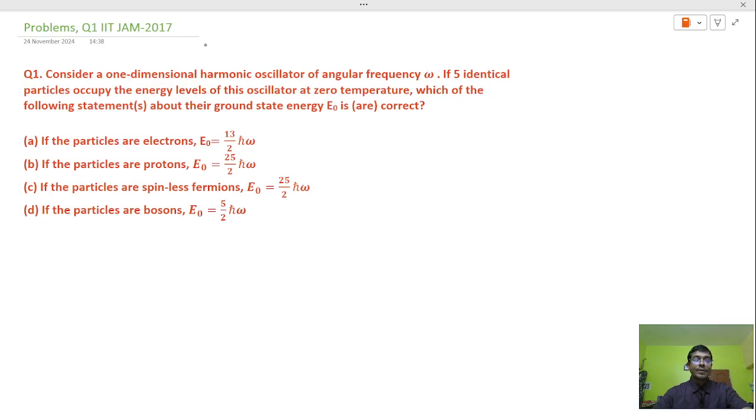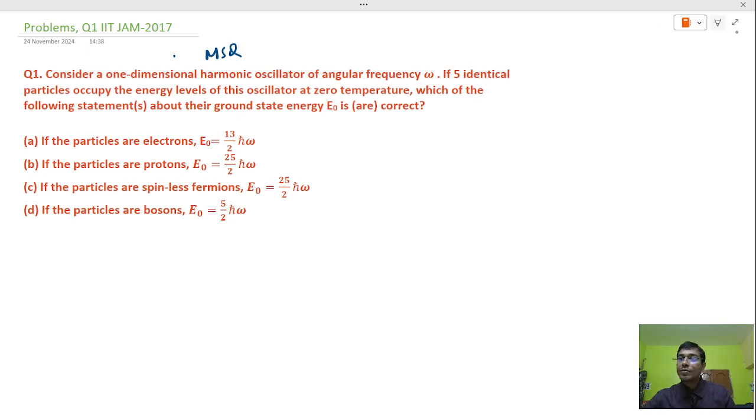So our first problem, number 1, is from IIT JAM 2017. Consider a one-dimensional harmonic oscillator of angular frequency omega. If 5 identical particles occupy the energy levels of this oscillator at 0 temperature, which of the following statements about the ground state energy E_0 is or are true? This is basically for MSQ type questions.